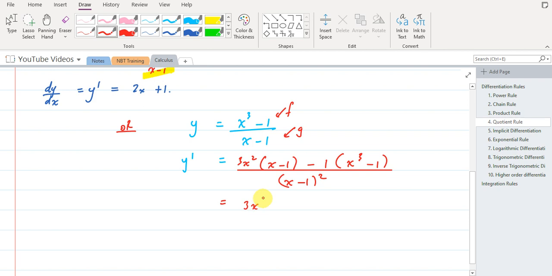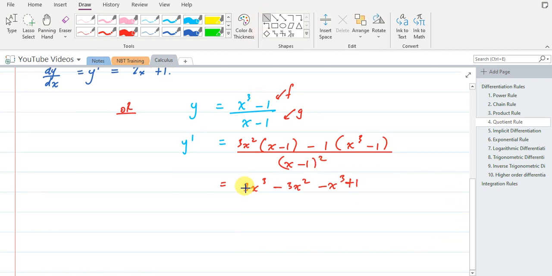We're getting 3x squared times x is 3x cubed minus 3x squared, minus x cubed plus 1, divided by, let me just check these calculations. 3x cubed minus 3x squared minus x cubed plus 1 divided by all of this. If we simplify the denominator, we are getting x squared minus 2x plus 1.